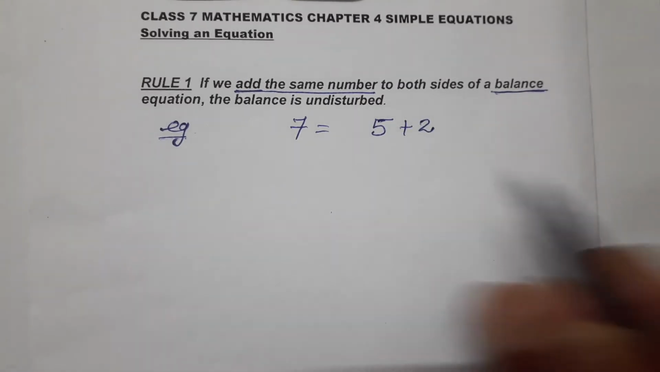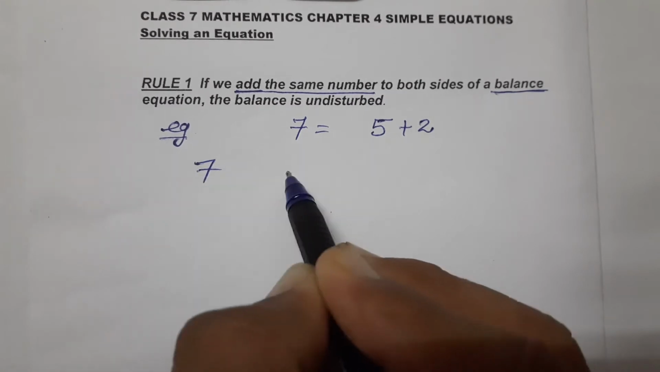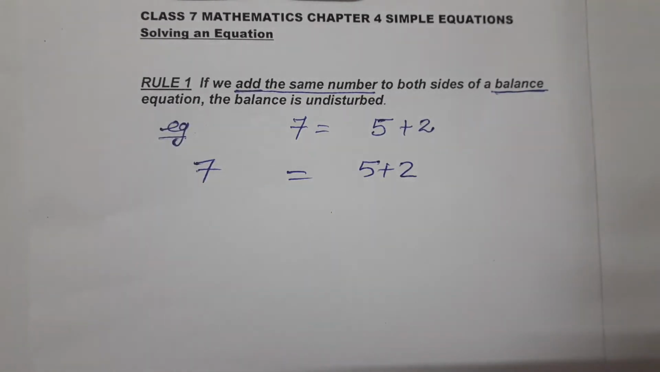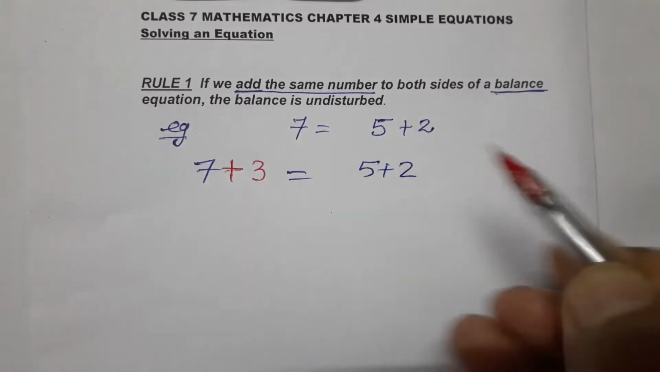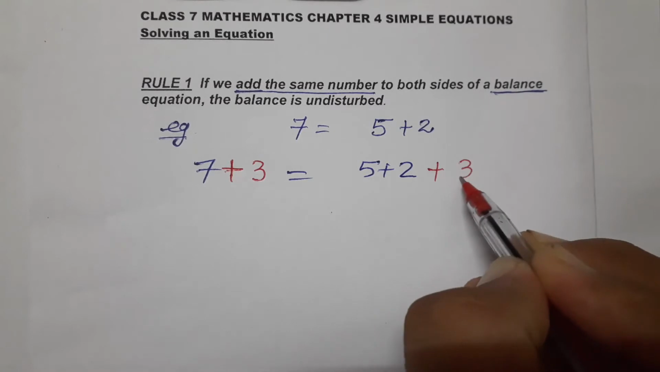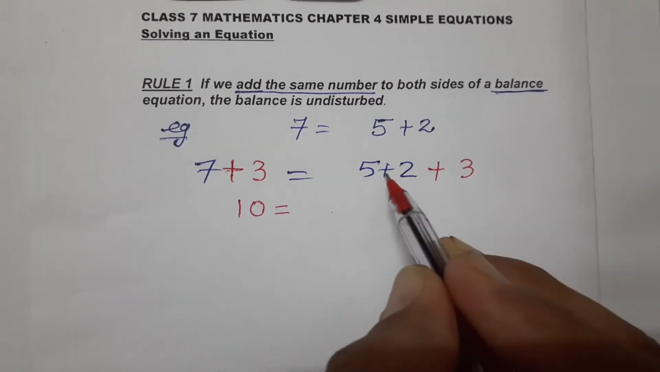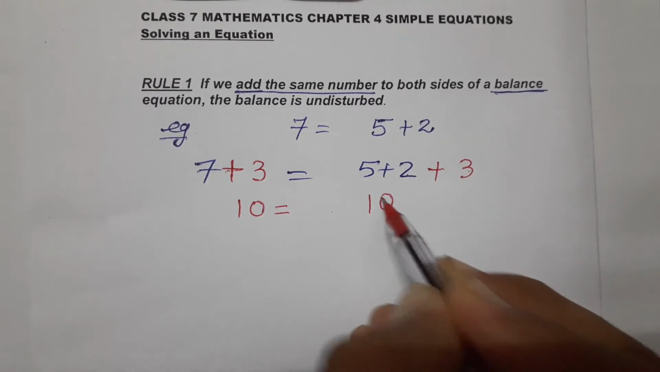Now if we add something, this is the equation again I am writing, 7 equals 5 plus 2. Now I am adding 3 to both sides. So we have added 3. So what do we get? 7 plus 3, 10. And 5 plus 2, 7, 7 plus 3, again we are getting 10.